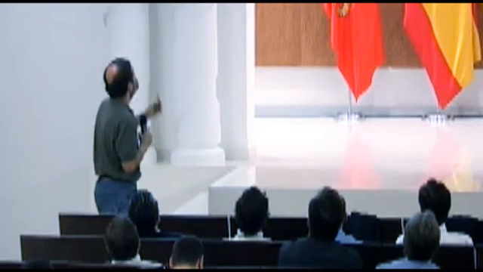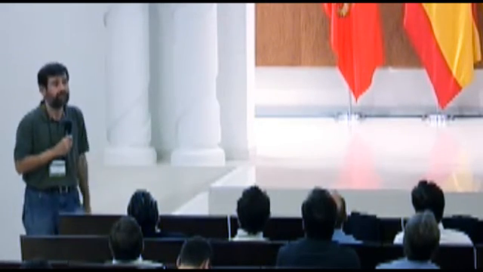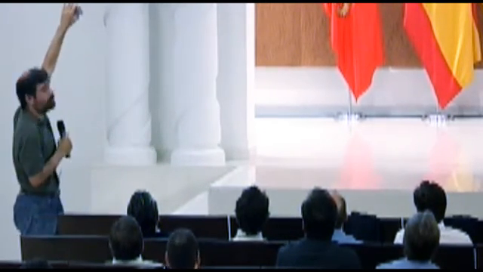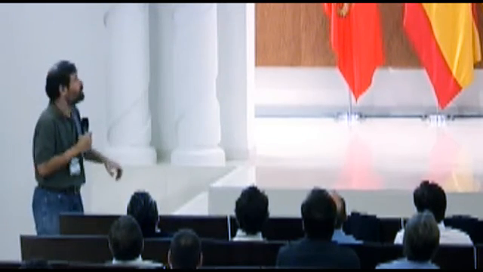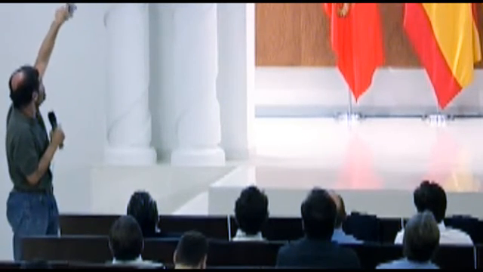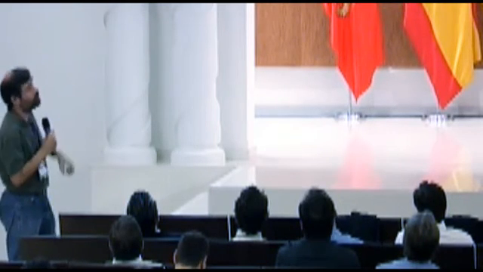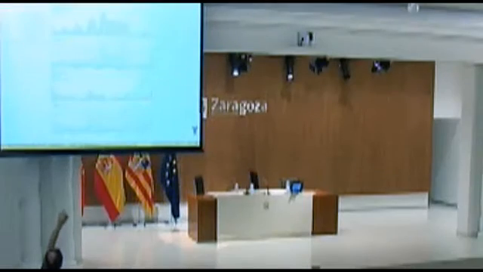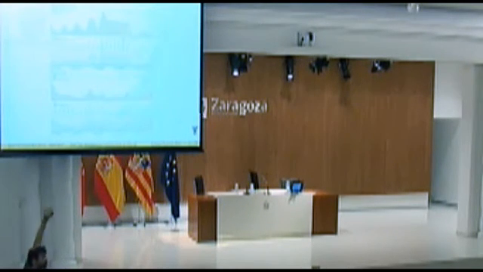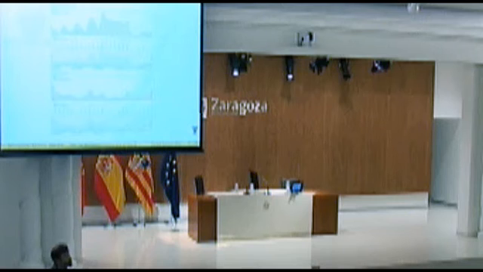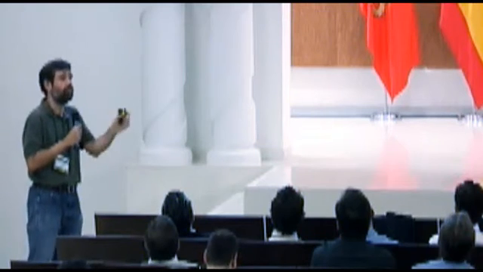Very briefly, these are the mailing lists, two of the mailing lists. The top one is developers, the bottom one is users. In any of them, the top part of the chart is the number of messages sent. The bottom part is senders.